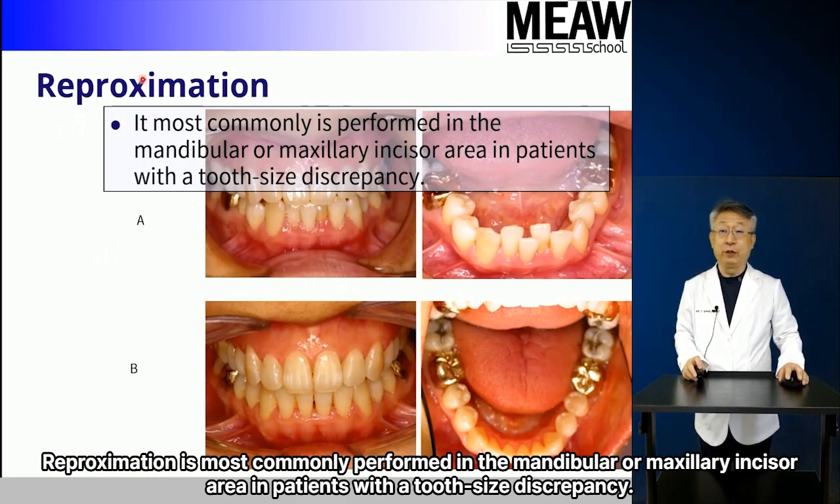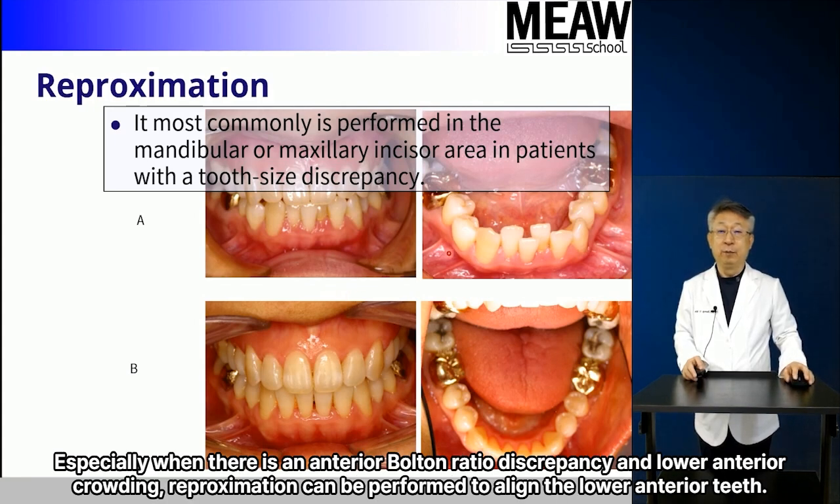Reproximation is most commonly performed in the mandibular or maxillary incisor area in patients with a tooth size discrepancy, especially when there is an anterior Bolton ratio discrepancy and lower anterior crowding. Reproximation can be performed to align the lower anterior teeth.